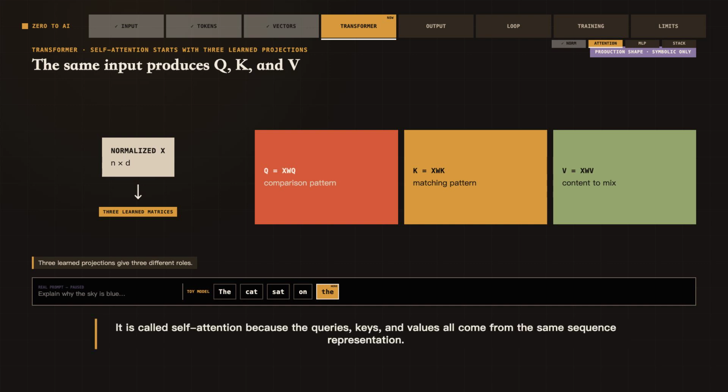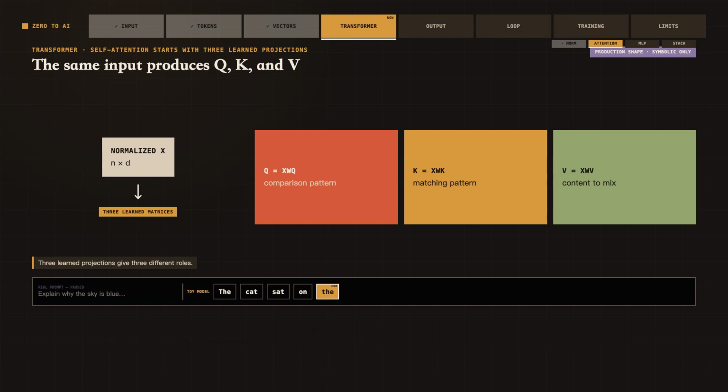It is called self-attention because the queries, keys, and values all come from the same sequence representation. In cross-attention, queries and key-value pairs can come from different sources. A standard decoder-only language model uses causal self-attention for its text sequence.